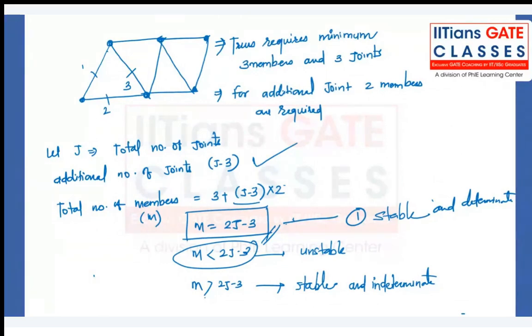Stable means you can easily analyze the system, and the system is stable because we don't have any extra or any fewer members. If m is less than 2j minus 3, we have fewer members and it is no more stable. You can imagine by drawing the figure and removing those members. But if you add any extra member, then it becomes indeterminate. It will be stable because you are adding more members than required, but it is redundant, or indeterminate.